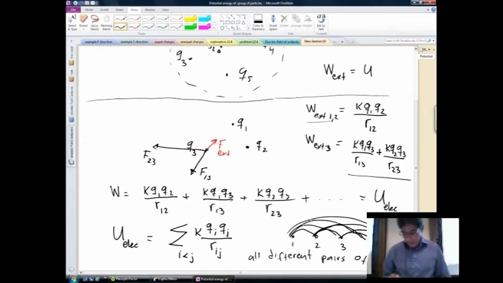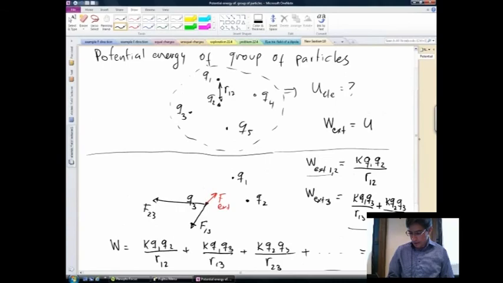And of course, you're going to have to be careful about the distances, because what goes in the denominator of each one of those terms is the distance between the corresponding pair. So this is the distance between 1 and 3. This is the distance between 1 and 4, and so on.